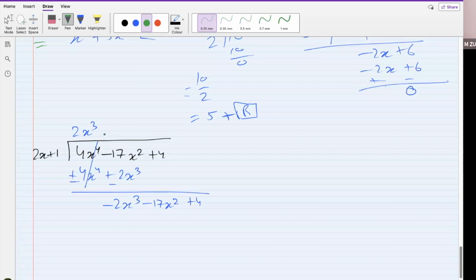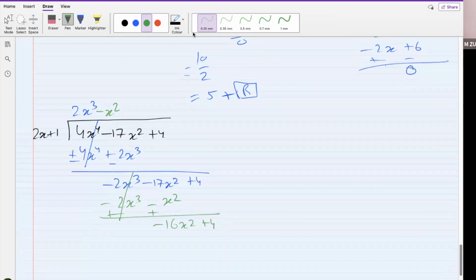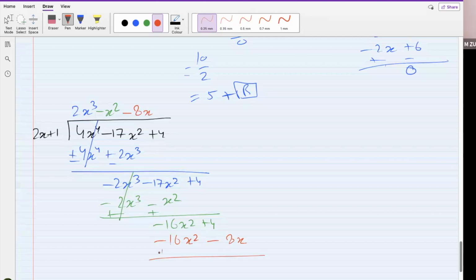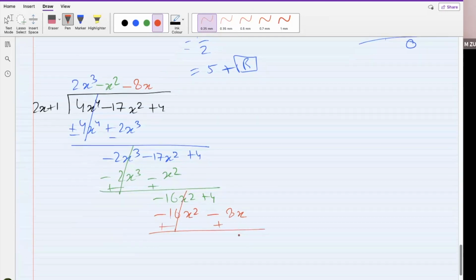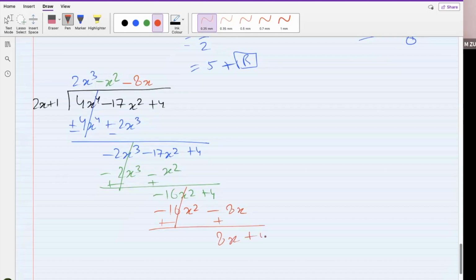Now there is 2x cube, so 2 is already there. Minus x square. 2 into minus x square is minus 2x cube. 1 into this is minus x square. Signs change. So this is negative 16x square plus 4. To get 16, we multiply it with negative 8x. So minus 16x square minus 8x. We change the signs, cancels out. We're left with 8x plus 4.